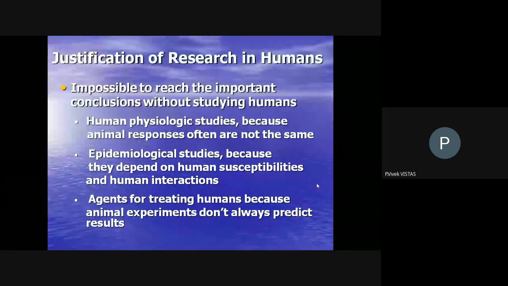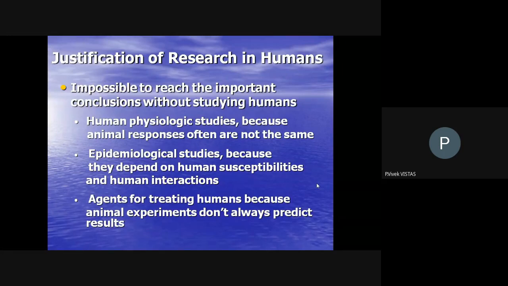We need to study human physiology because the animal response often will not be the same. In some scenarios animal and human studies will be the same, but more or less it will be somewhat different. So we can get an idea from animal studies, and we need to carry out human studies for the complete physiological study. Epidemiological studies depend on human susceptibilities and human interactions, so for that also we need human studies. We need agents for treating humans because animal experiments don't always predict the results. In animal studies we can get the maximum result, but we also need to try human trials. In the human trial, the percentage of success of a particular drug or vaccine may be proved. With that only it will come to the market.